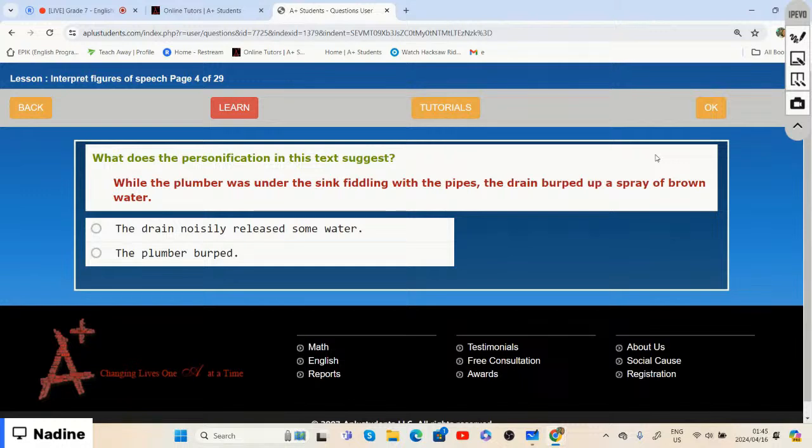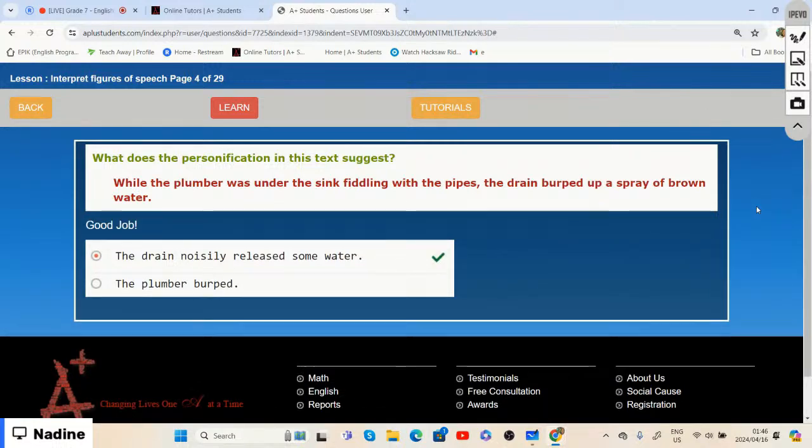All right, so it says while the plumber was under the sink fiddling with the pipes, the drain burped up a spray of brown water, right? And if we choose the correct one, we will say it's because the drain noisily released some water, not the plumber burping, right?